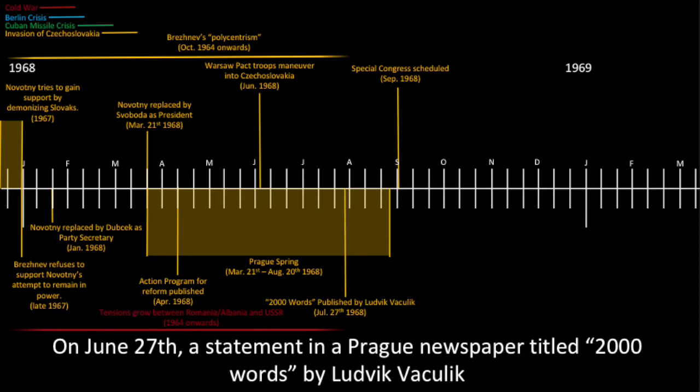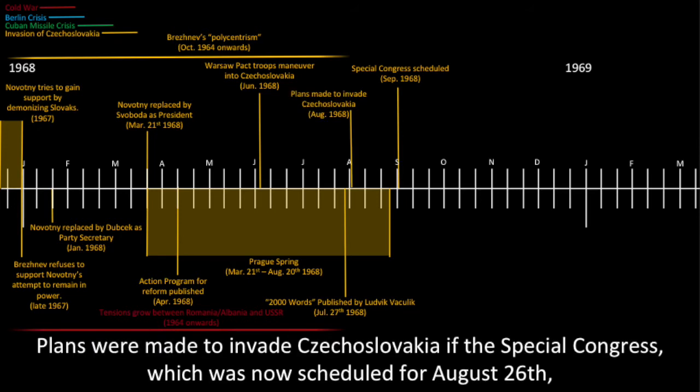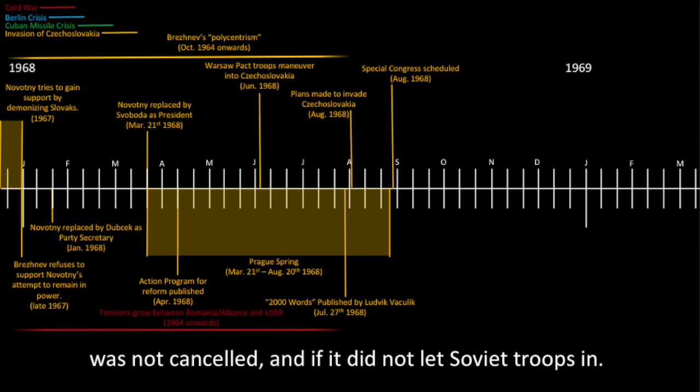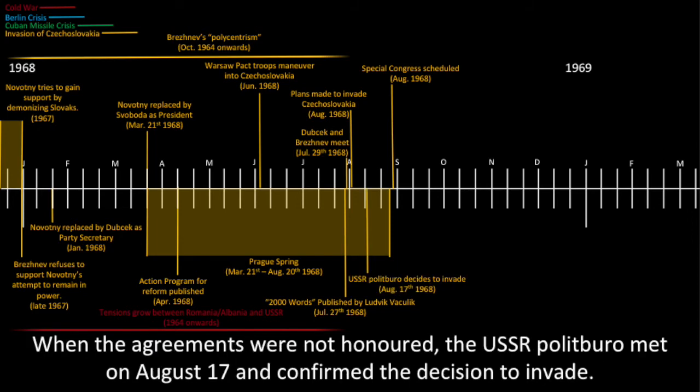On June 27th, a statement in a Prague newspaper titled 2,000 Words by Ludvík Vaculík urged Czechoslovakians to defend the reforms if necessary. Plans were made to invade Czechoslovakia if the Special Congress, which was now scheduled for August 26th, was not cancelled and if it did not let Soviet troops in. At the end of July, in face-to-face meetings, Brezhnev gave Dubček a final chance to cancel the Congress. When the agreements were not honoured, the USSR Politburo met on August 17th and confirmed the decision to invade.